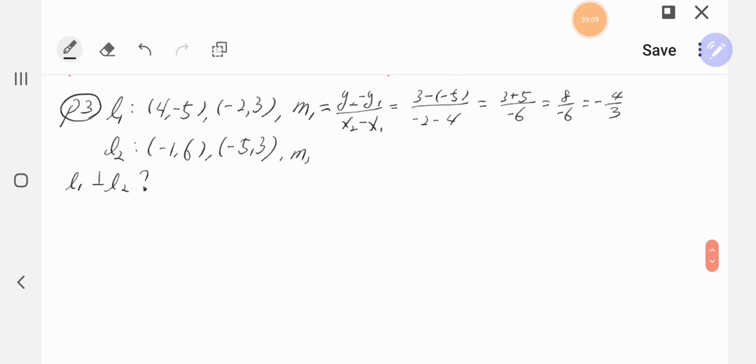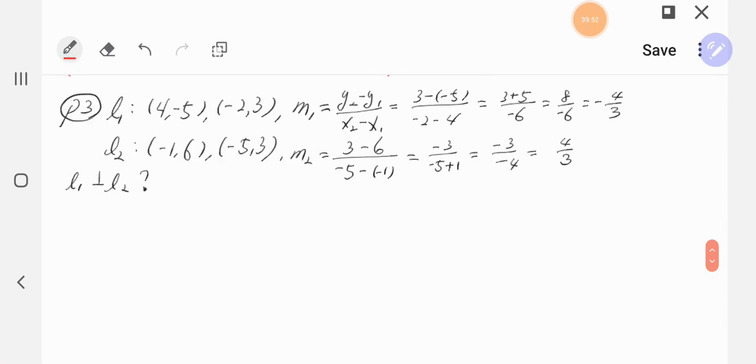Let's check M2. y2 minus y1 over x2 minus x1. So -3 over -5 plus 1, so -3 over -4. And then negative over negative is positive, so this is positive 4/3. Look at this. 4/3 is the opposite of the reciprocal of the other one. The reciprocal of M1 is -3/4, and change the sign. So yes, these two lines are perpendicular.